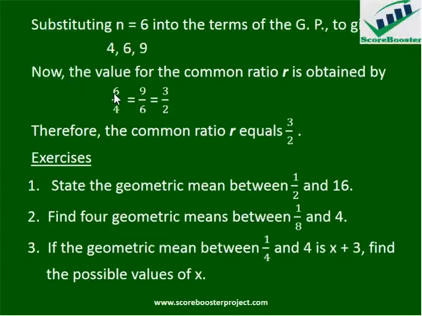So if we take this to its simplest form, 3 here 2, 2 here 3, 2 here 2, we give 3 over 2, 3 here 3, 3 here 2, we give 3 over 2. Therefore, the common ratio is r. The common ratio of a geometric progression that has 3 consecutive terms n minus 2, n, and n plus 3 equals 3 over 2.